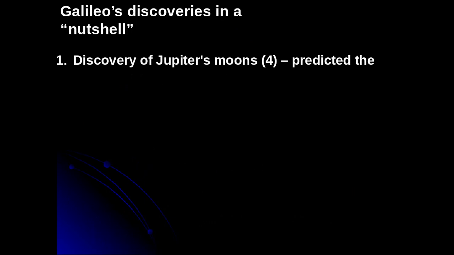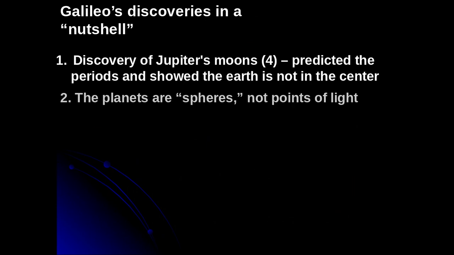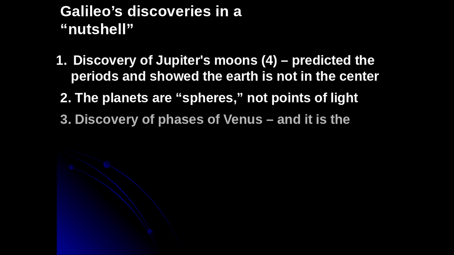In fact, here is a list of Galileo's discoveries in a nutshell. He discovered Jupiter's moons, 4 of them. There are more than 4 moons today, but he certainly discovered there are little moons that rotate around planets. He discovered the planets are spheres and not points of light. So again, today when we look at a planet, it appears to be a point of light, but with the advent of the telescope, it is now seen as a sphere.